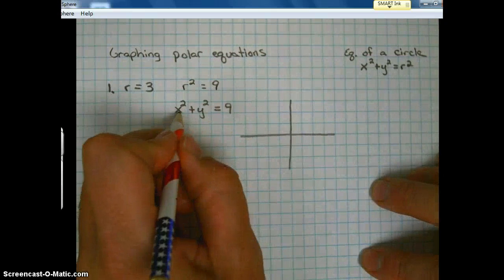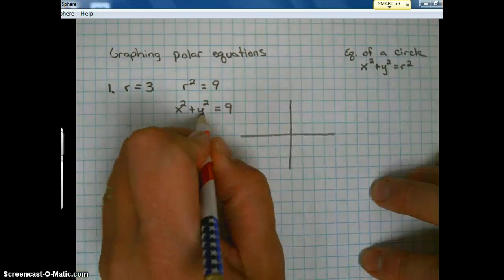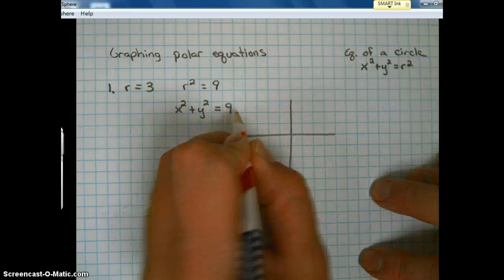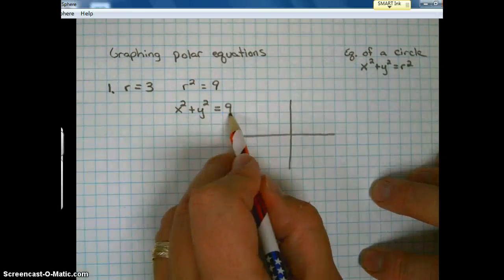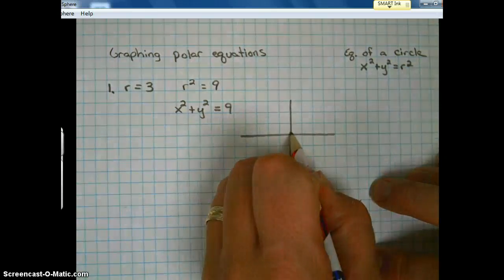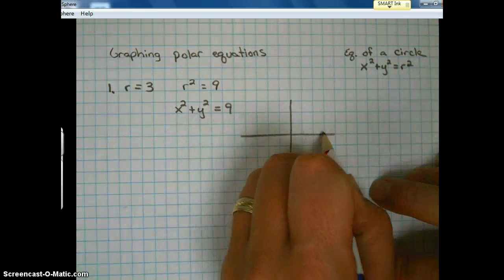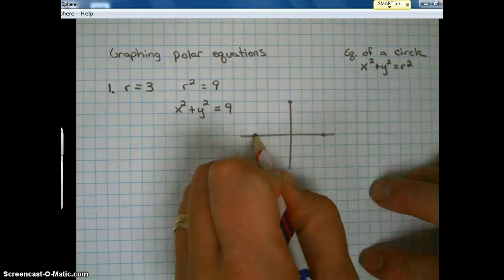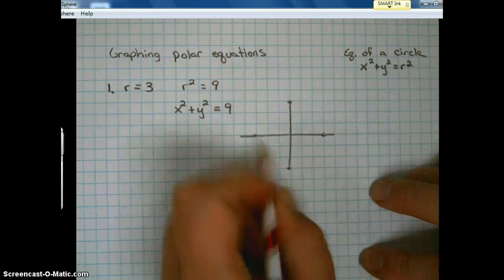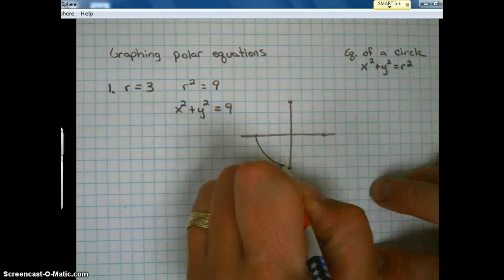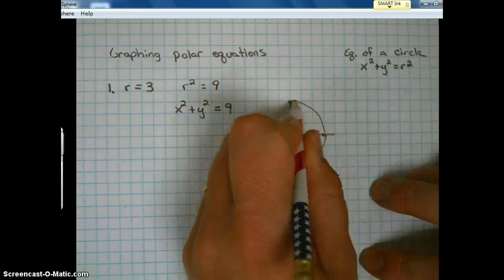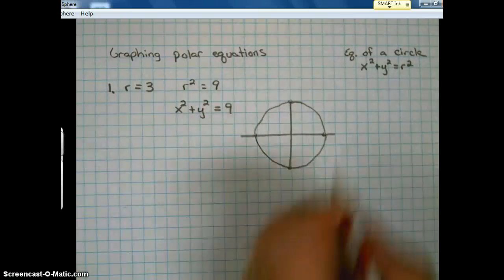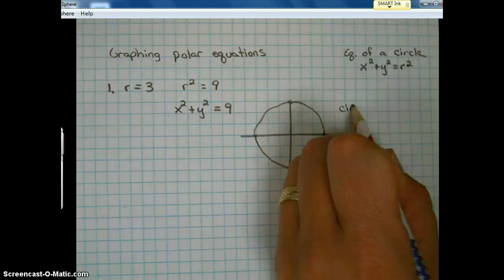Notice the center is at 0, 0, and the radius is the square root of 9, which is 3. So from the center, 0, 0, we're going to go out 1, 2, 3 in each direction. And then we're going to try, freehand, to draw our circle. And there you go. There's your circle.